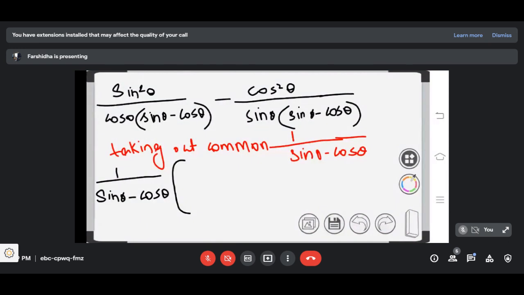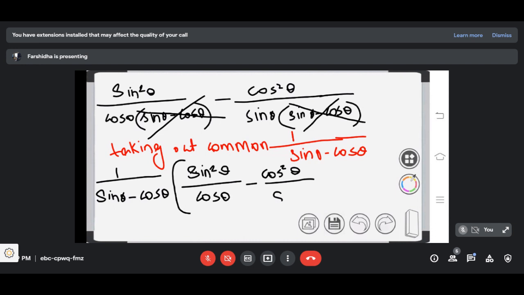So what will be inside the bracket? See here, we have taken sin theta minus cos theta out. So what is there? Sin square theta by cos theta minus, here also we have taken sin theta minus cos theta outside. So what is remaining? Cos square theta divided by sin theta.